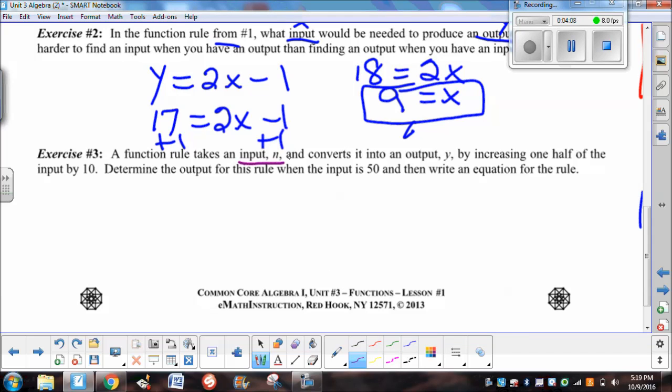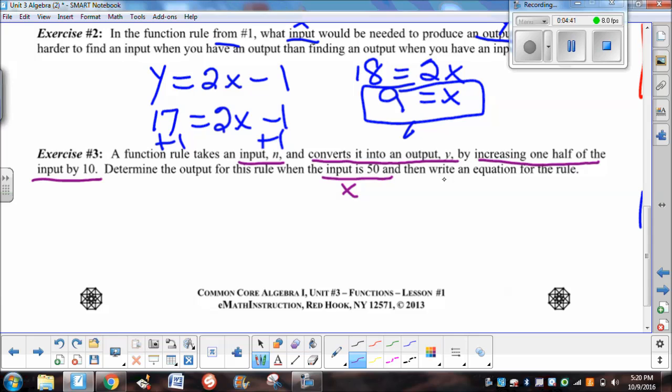A function rule takes an input n, so now instead of x we're using n, no big deal, and converts it into an output y by increasing 1/2 of the input by 10. Determine the output for this rule. So what I just highlighted in purple is our word problem. It's given our rule. It says determine the output for this rule when the input is 50.